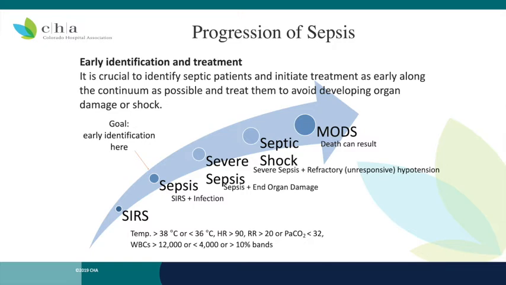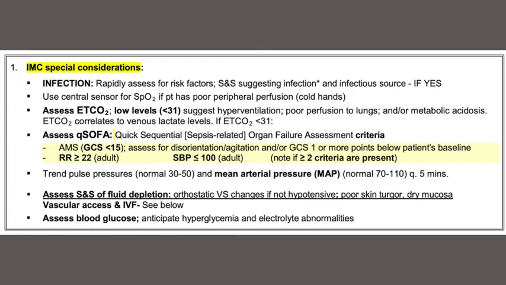If we have SIRS criteria, we really should be honing in on our medical evaluation to figure out if there's any sepsis. So here are the initial medical care special considerations for sepsis. We need to rapidly assess for risk factors or signs and symptoms suggesting infection and an infection source. They want us to place the patient on end-tidal CO2. If they have levels below 31, they want us to move on and assess their qSOFA.